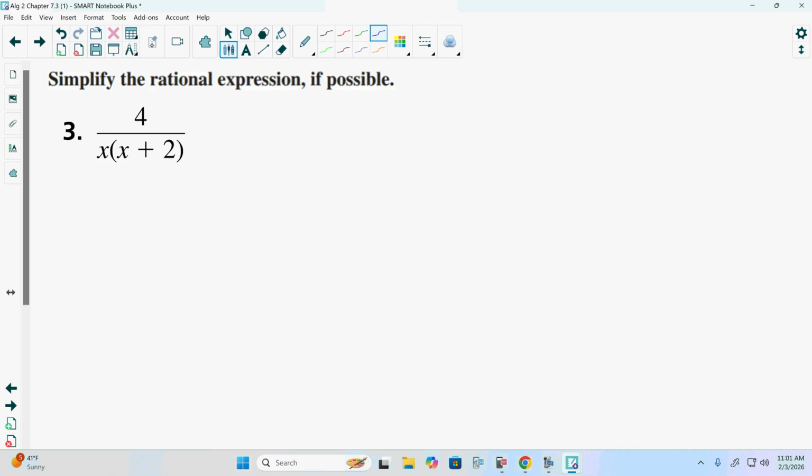Was there anything in common left? No. This is simplified. There's nothing we can do with it. We did need to factor it, because if it was factored in any way, shape, or form, we need to factor it to be sure. We need to make sure 100% that there's nothing in common on top and bottom. If there's not, this is it.